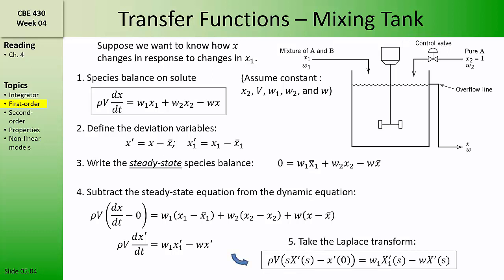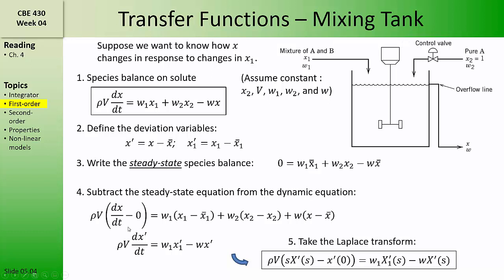Notice that because we wrote this model using the deviation variables in the time domain, the term W2 times (X2 minus X2 steady state) goes away. Because W2 and X2 are constants, they do not deviate from their steady state values, and therefore their deviation contributes nothing to the deviation in X. X1 is changing with time, and X is changing with time, so those two variables both have non-zero deviations that contribute to the rate of the deviation of X.